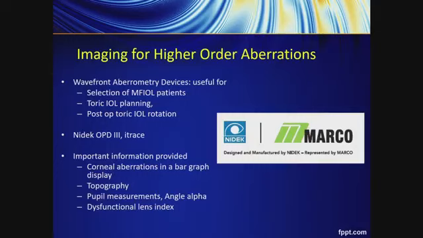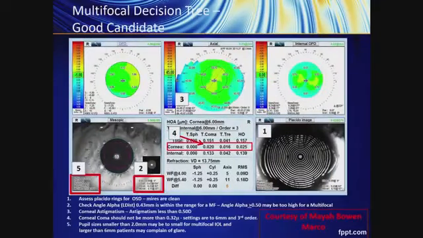And what I like about this machine is that it gives us more than just a topography machine. It gives us a lot about angle alpha, as well as the pupil measurements, and then it also gives us a nice picture of the mires. So here's a typical screen, and this is courtesy of Maya Bowen from Marco. And if you look, she's circled which ones you look at in this particular NIDEK OPD3 screenshot.